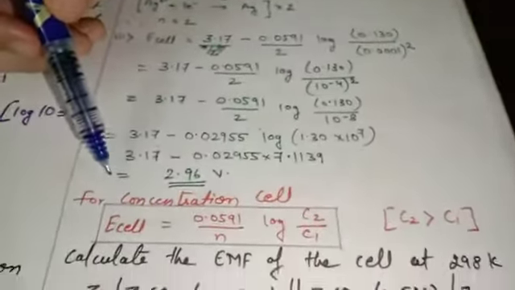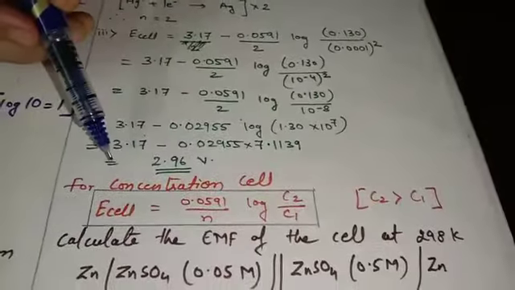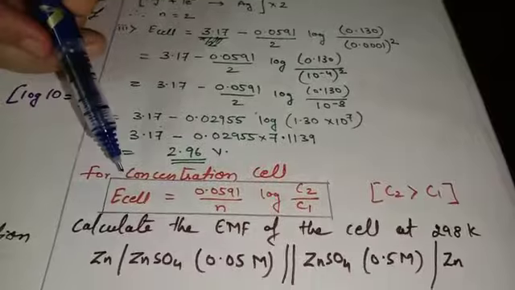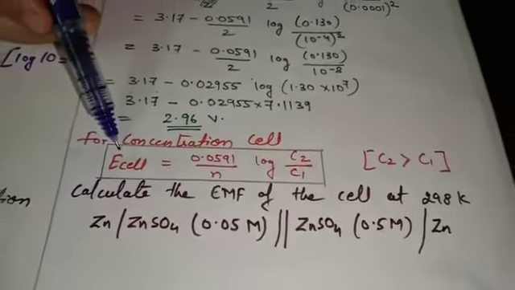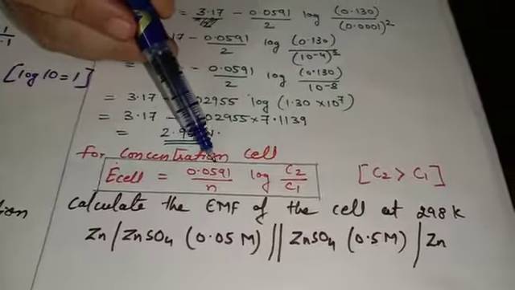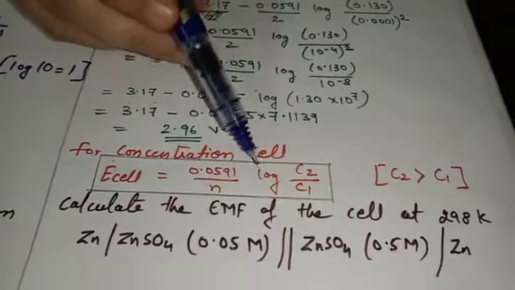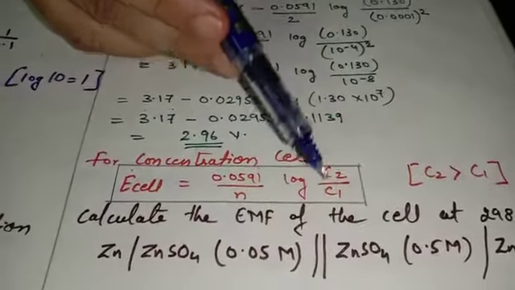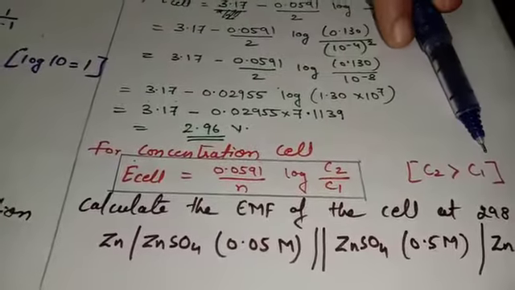Now the next is for concentration cell. What is a concentration cell? In a concentration cell, the electrode is the same but the electrolytes are different. So the formula comes to be E cell is equal to 0.0591 upon n log C2 upon C1. What are C2 and C1? They are the concentrations, and always remember C2 is greater than C1.